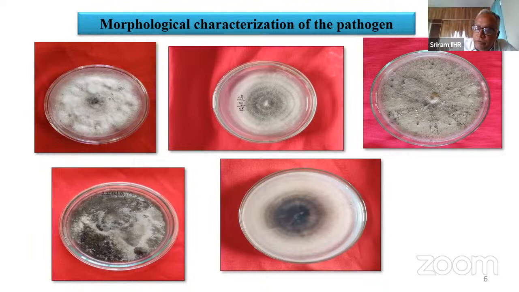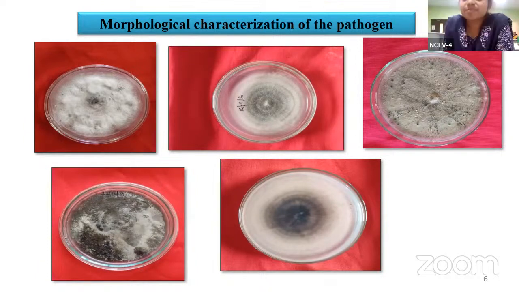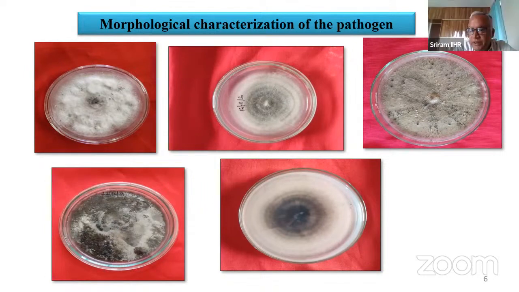Now the genus level you have confirmed. I want to go to the species level. How to confirm further? By using species-specific markers like SCAR markers, we can identify up to the species level. Any other method? Any other method is there to identify, to discriminate?